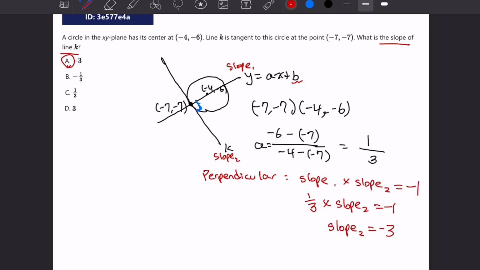So here you gotta know that the two lines are perpendicular, and the characteristic of perpendicular lines, that slope 1 times slope 2 is equal to -1.